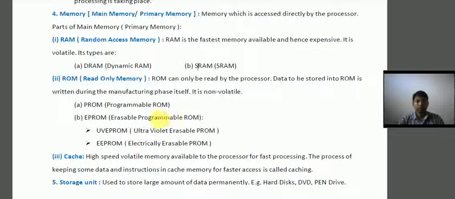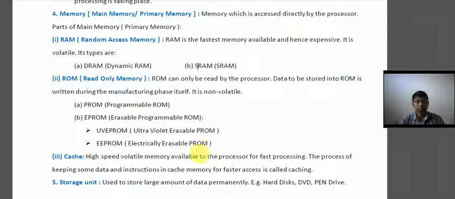Then next, its types are PROM, meaning programmable ROM. Programmable ROM actually comes blank when we purchase it, and we have to program it. Okay. Then EPROM means erasable programmable ROM. The type is UV, meaning ultraviolet erasable. The next one, EEPROM, means electrically erasable PROM.